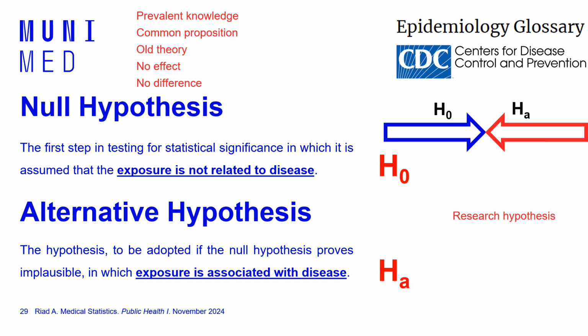So if you have a new medicine or a new drug and you would like to say that it is effective, in this case, your idea that this drug is effective is in fact an alternative hypothesis because it challenges the old information that this drug is not effective, or that there is no difference between the people who receive or do not receive this medicine.